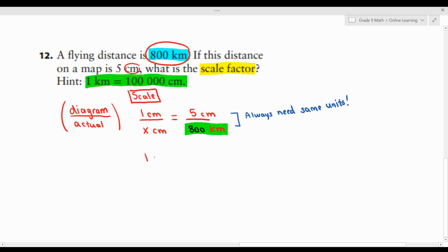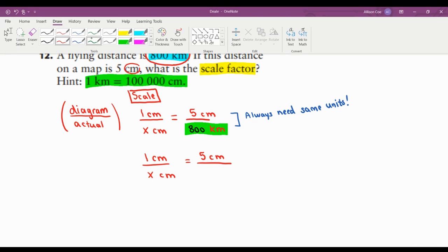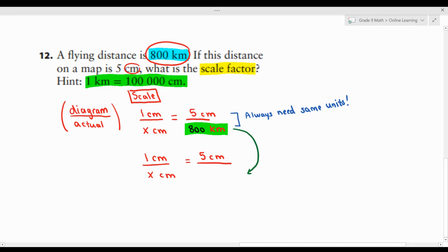So this now becomes 1 centimeter over x, which is what we are trying to find, is equal to 5 centimeters over, this number is now changing. So this, I am doing 800 times 100,000 centimeters. Okay, so double check this, but it should be 80 million centimeters. Okay, so that's how this question is different. So I'll kind of put like a little star here. This is what makes it a little bit trickier.